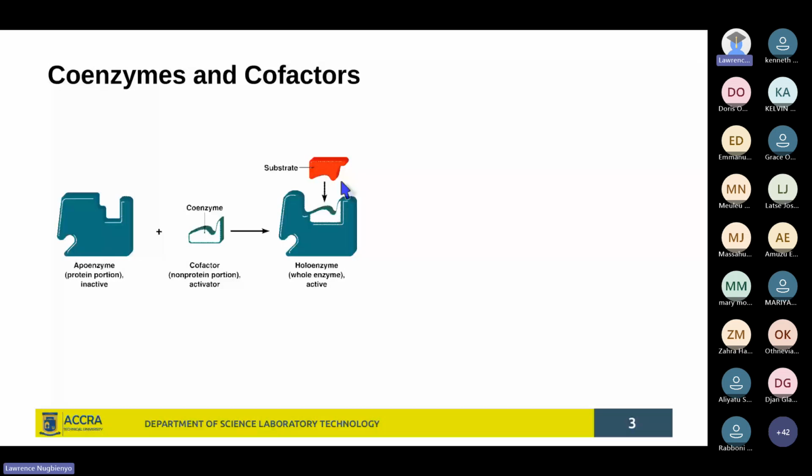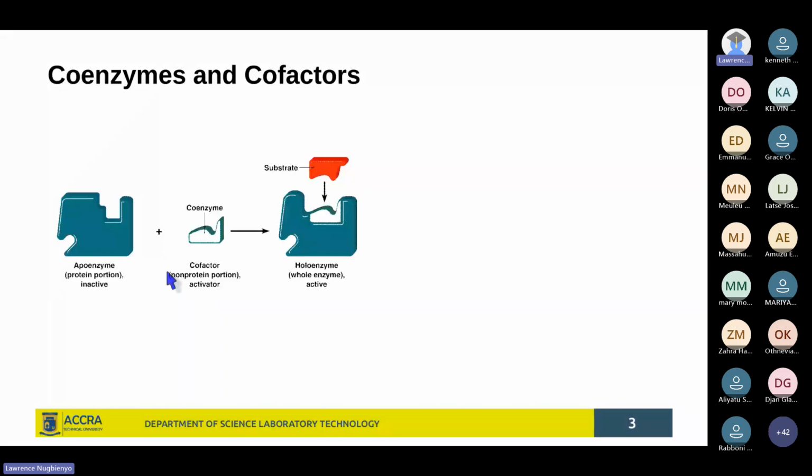So this is how coenzymes and cofactors act. They bind to the protein part of the enzyme, and they act as activators. So they make the enzyme active in order for the enzyme to carry out its functions.